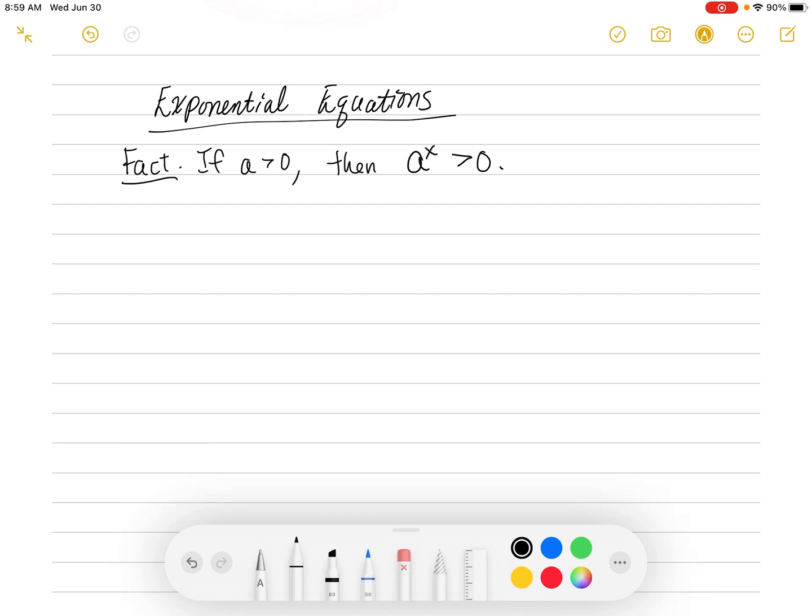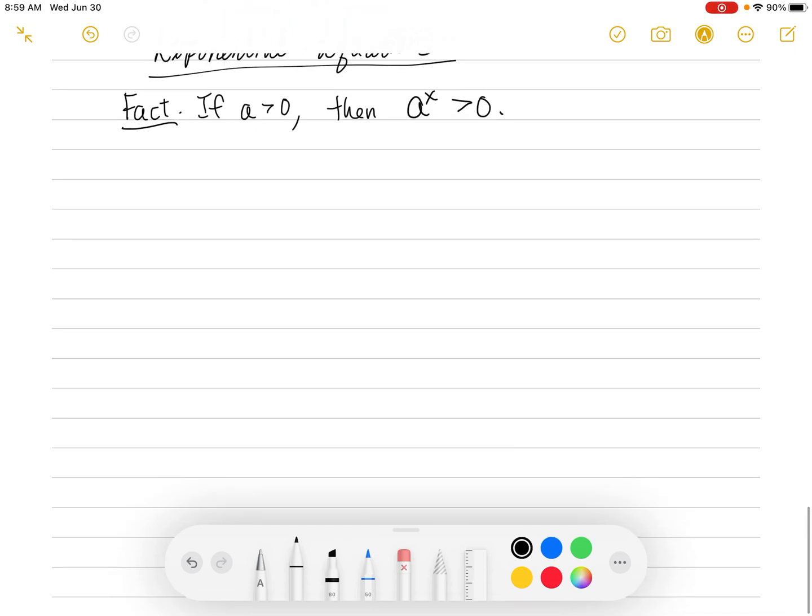Important fact before we get into working these, remember, we've talked about this in the past. If you have a positive number, a, then a to any power, x, is always going to be positive. So always remember a to a power is positive when a is a positive number. So here we go. Let's start solving some exponential equations.